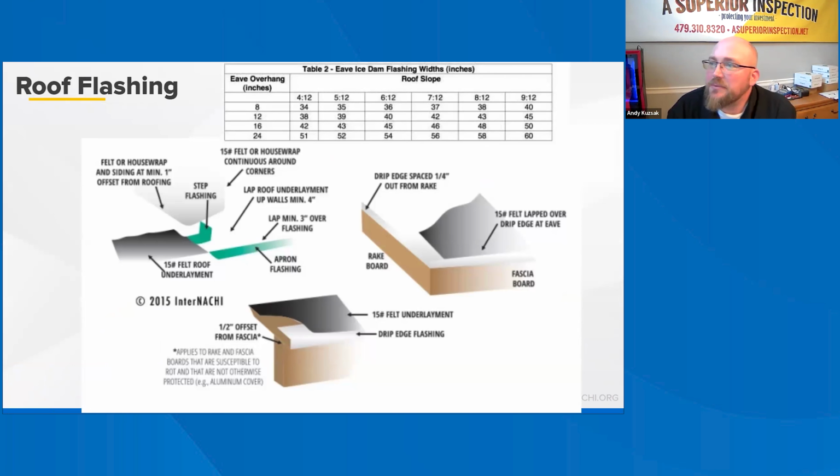So now we have Table 2, which is at the top here. It offers nominal width requirements for the ice dam flashing at the eaves based on different roof slopes and the eaves overhangs. Note that for many scenarios, a single 36-inch roll of flashing may not be sufficient.